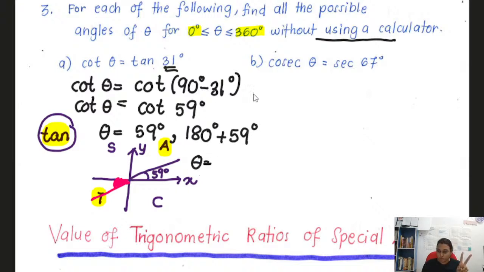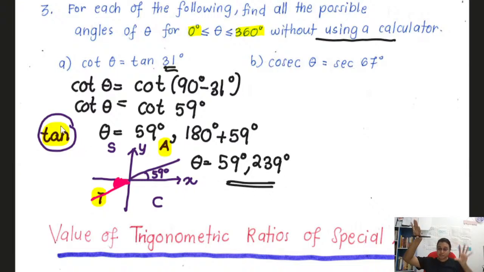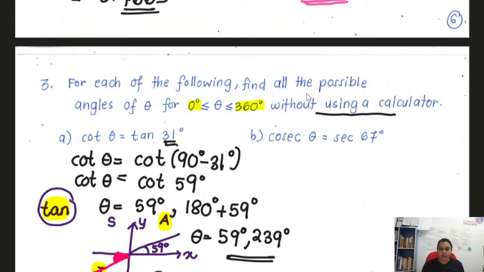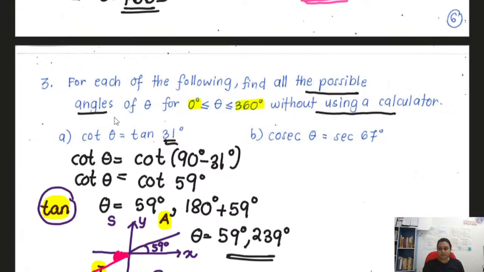So, you got dua sudut. 59 dengan 239. Because tangent dekat first dengan third positive. So, kita perlukan dua sudut. You must count all the possible, semua yang possible answers. Even the question pun beritahu kan, find the possible angles. Okay. Clear or not this part?